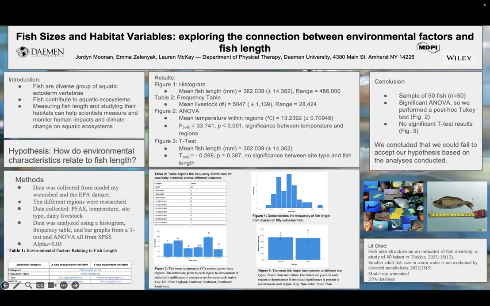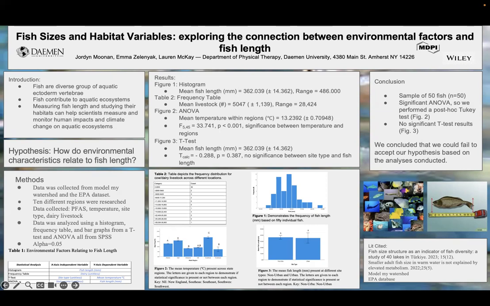Factors such as temperature and water quality can vary immensely, and fish can be present in these varying conditions. Therefore, studying what environments fish populate and the weather conditions will provide us with an understanding of why their lengths vary, as well as the type of fish that populate that area. Studying variations in fish length allows us to appreciate the diversity of fish species and their abilities to thrive in different habitats. Fish contribute to nutrient cycling, control population sizes of other organisms, and serve as a link in food webs. We hypothesize: how do environmental characteristics relate to fish length?